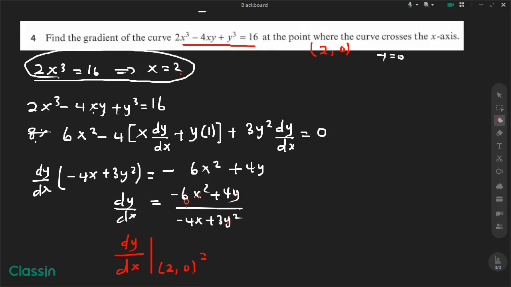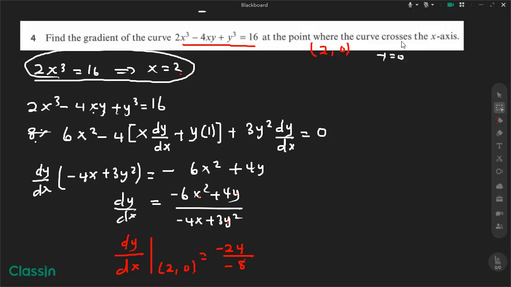So this is 4 times negative 6. That is negative 24 over negative 8. Of course, we can simplify. We know negative 24 divided by negative 8. We know the value. So that becomes the gradient of the curve.